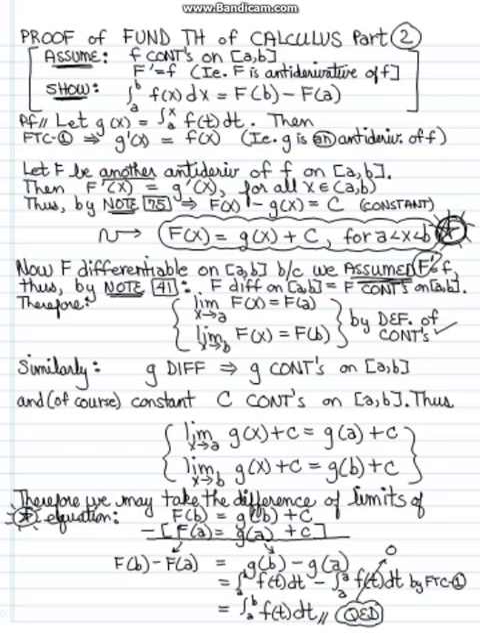Well, let's continue working on the right. What is g of b? Well, it's the integral from a to b of f of t dt, because that's the way it was defined, and minus the integral from a to a. Why is that? Why is the upper limit a? Because g of x was equal to the integral from a to x, so g of a is equal to the integral from a to a of f of t dt.